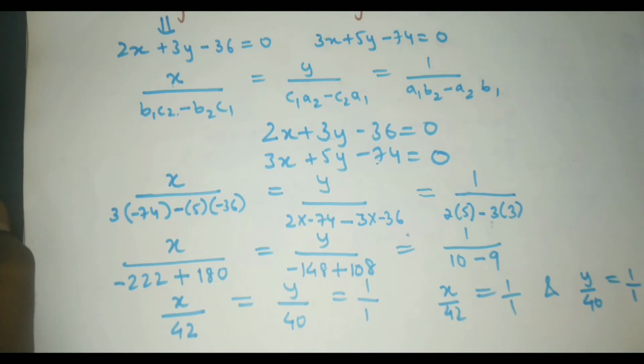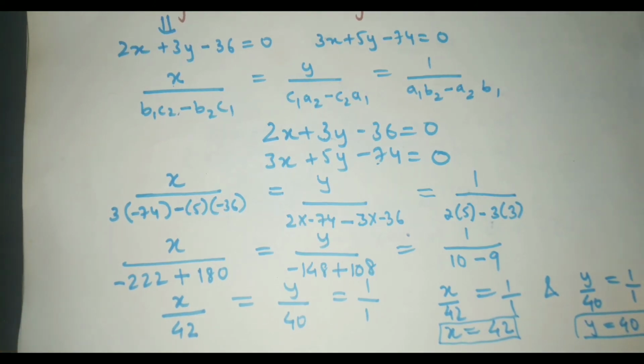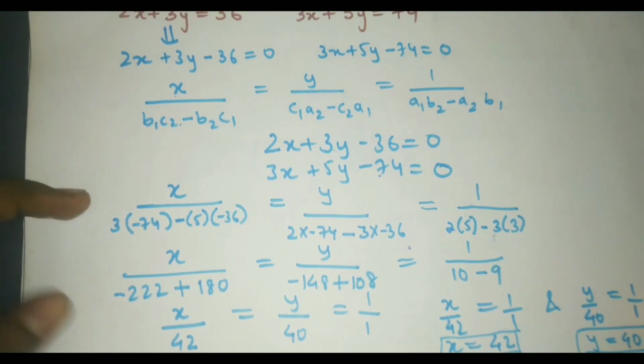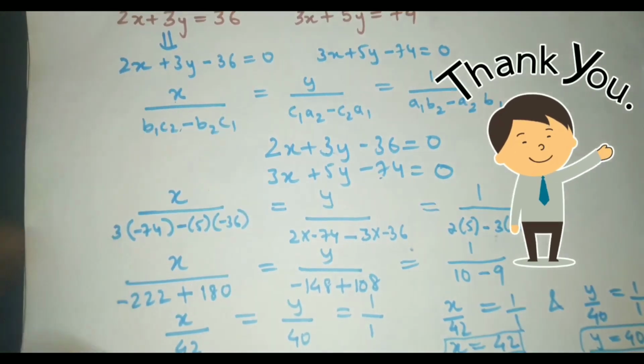Now find the value of x. Shift the 42 to that side, so x equals 42, and y equals 40. So we got the values of both x and y. This is the procedure you have to follow for the calculation using the cross multiplication method. It is a simple way. You don't need to mug up or learn this formula by heart; just apply this and do it.